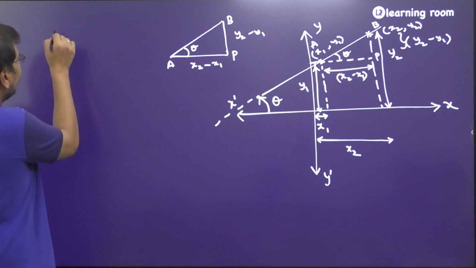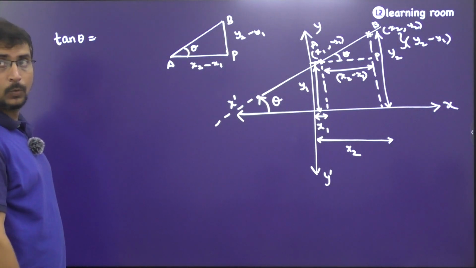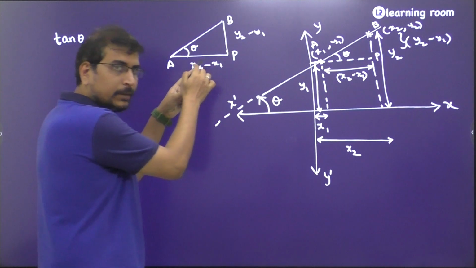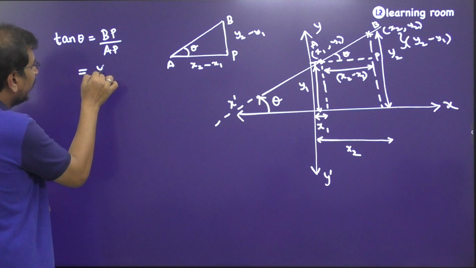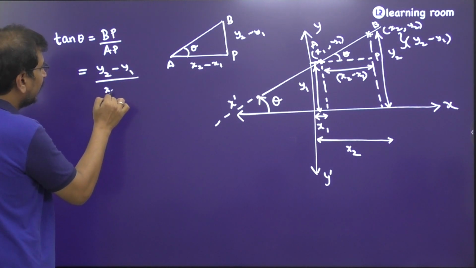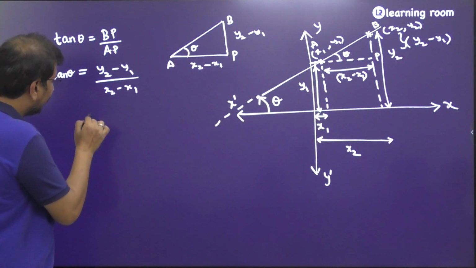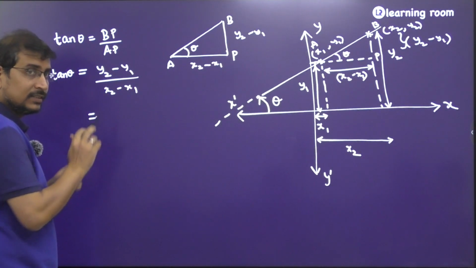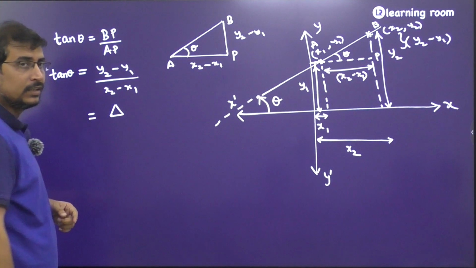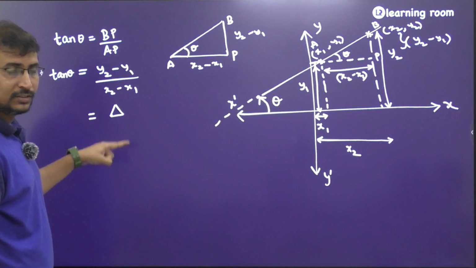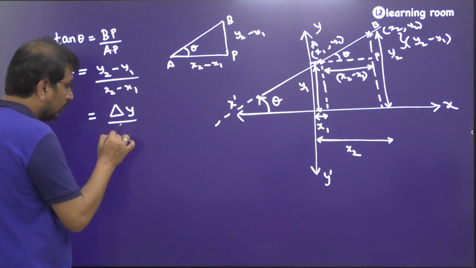Now tell me, what is tan theta from this? Opposite divided by adjacent. So it is BP divided by AP. Then it is going to give me y2 minus y1 divided by x2 minus x1. This is tan theta. If you observe this, can I write y2 minus y1 as the difference in the y coordinates? In physics, difference is represented by the symbol delta. So this triangle is called delta. So delta y divided by delta x.